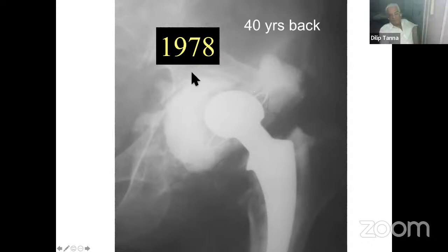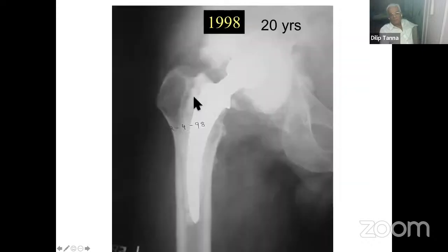You can see this. It became loose. So this was the only revision shell which was available. I put this shell 20 years back and I did the revision knee. And I didn't have a bigger prosthesis. It wasn't available. We had only this one type of prosthesis.